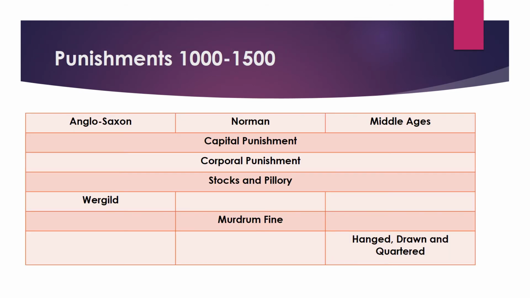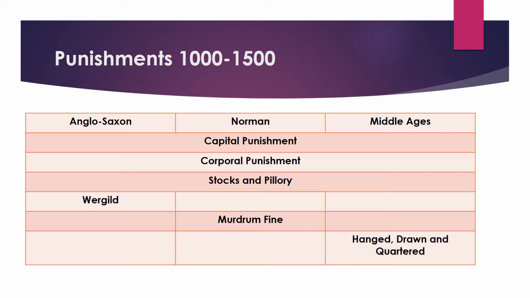Now that we've looked at the different punishments used between the year 1000 and 1500, I thought it'd be helpful now to look at which punishments are consistent across the 500-year period and which ones belong in specific time frames. So the first 3 ones that we looked at: capital punishment, which is the death penalty; corporal punishment, which is where your body is harmed or injured; and stocks and pillory, where you are in the middle of your town. Those 3 punishments are used consistently across the 500-year time period.